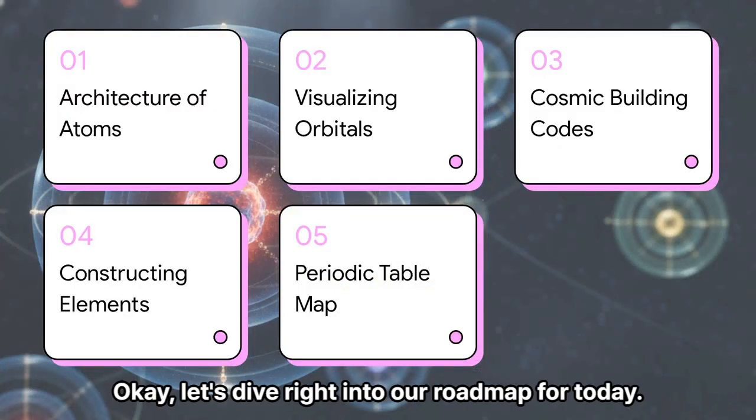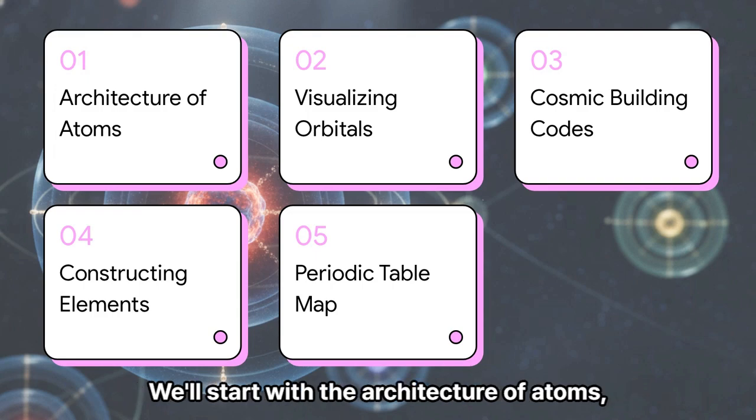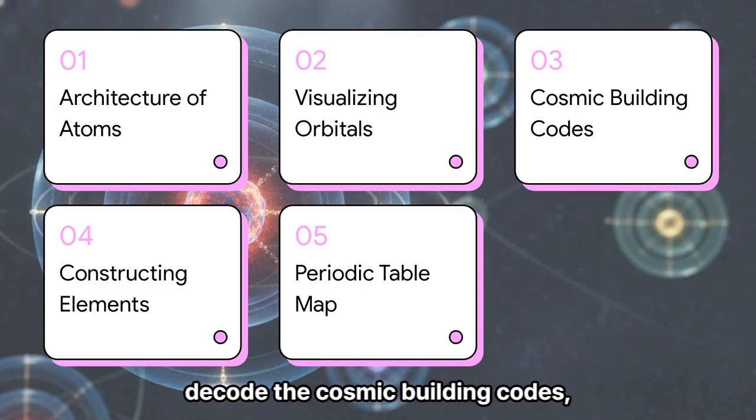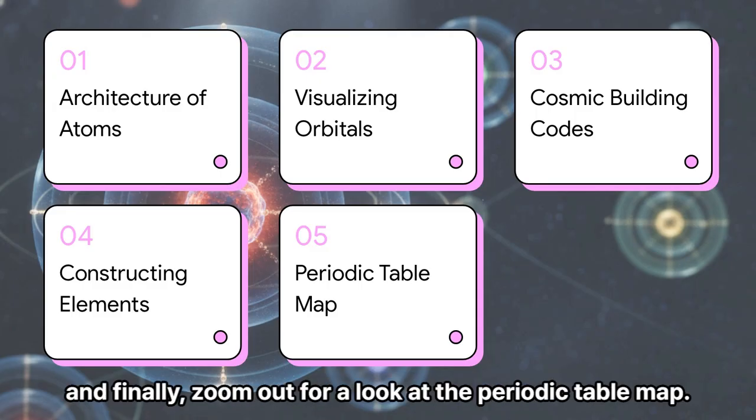Okay, let's dive right into our roadmap for today. We'll start with the architecture of atoms, move on to visualizing quantum orbital shapes, decode the cosmic building codes, put it all together by constructing specific elements, and finally zoom out for a look at the periodic table map.